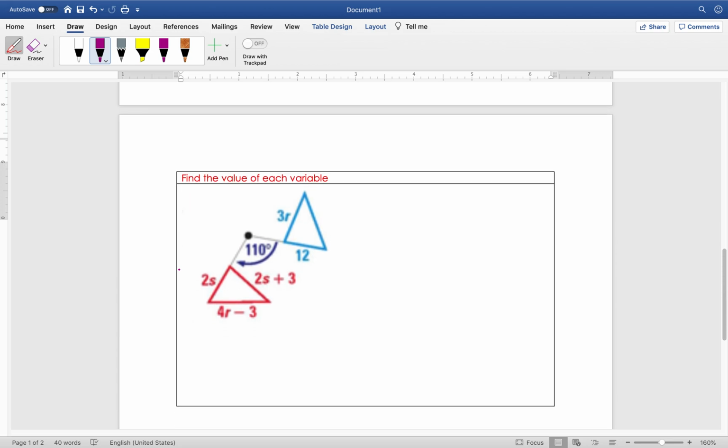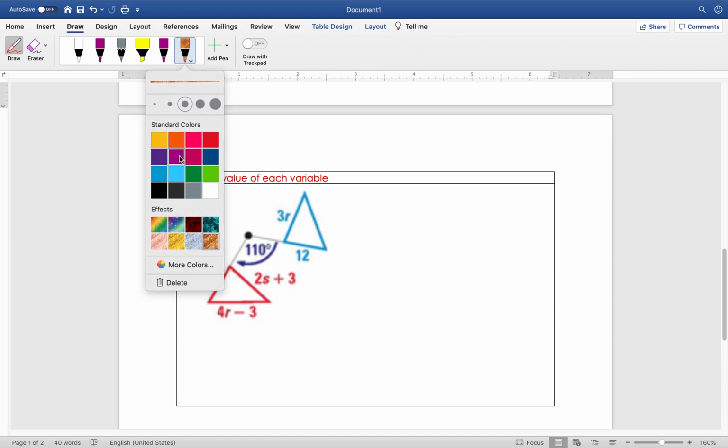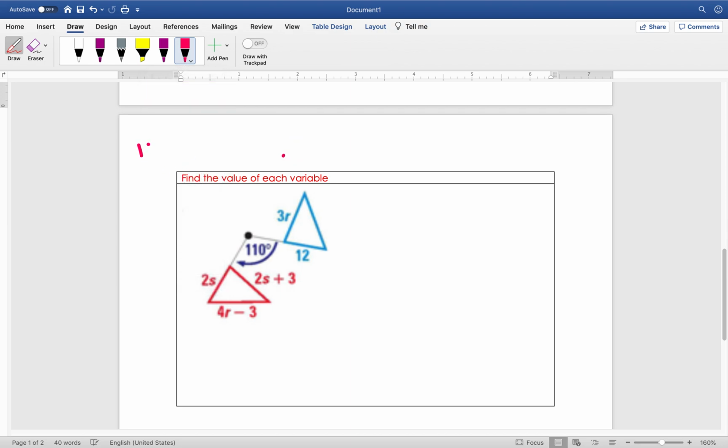Then on the homework, a lot of you guys had this question here. It says find the value of each variable. So as we know, rotations are isometries, which means an isometry is a transformation that maintains size and shape. So when I complete this transformation, I keep the same size and I keep the same shape. A rotation is just a spin. So if you spin around, you're still the same size and you're still the same shape.